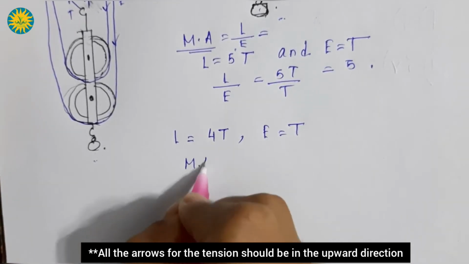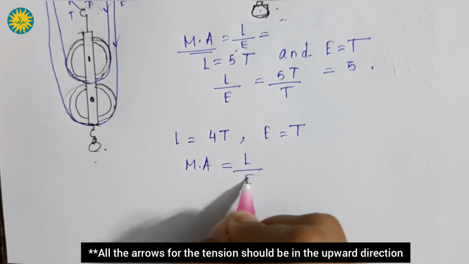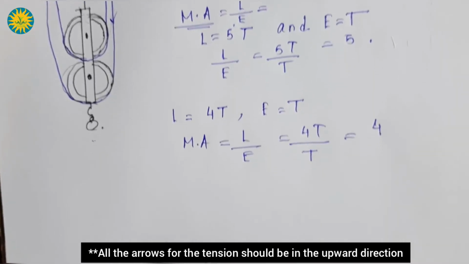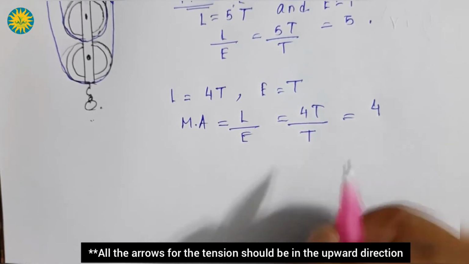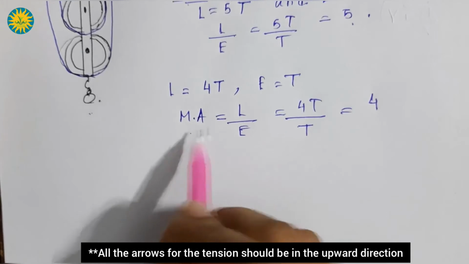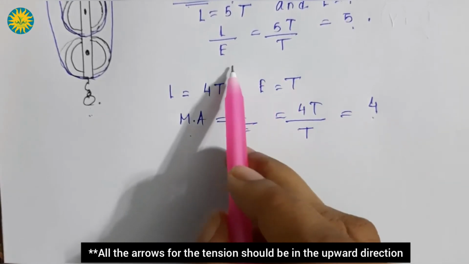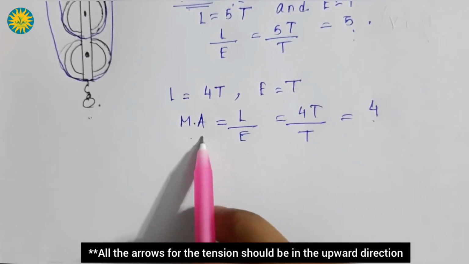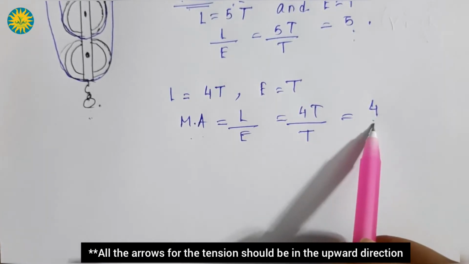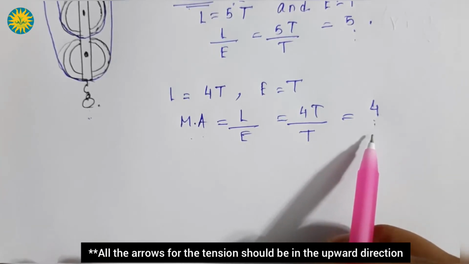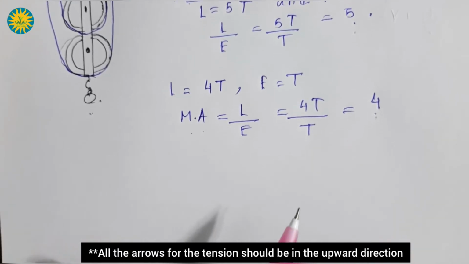So mechanical advantage equals load by effort, 4T by T, which equals 4. So you see that over here your mechanical advantage is 5 and over here your mechanical advantage is 4. When was your mechanical advantage 5? When you used 5 pulleys, and when is it 4? When you use 4 pulleys. So by this we can understand that the total number of pulleys is actually your mechanical advantage.